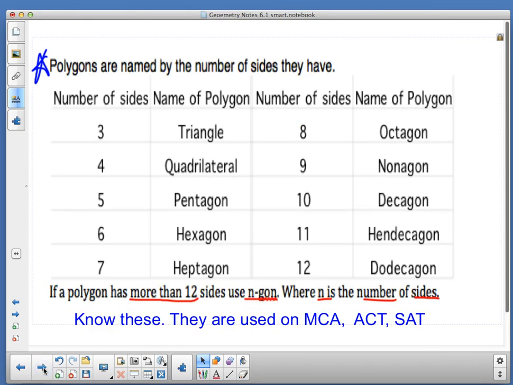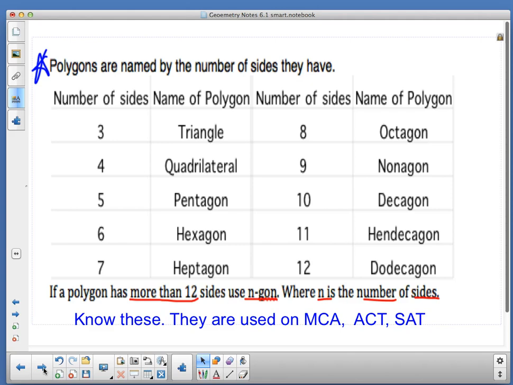Now, the names. I have it in a list. Polygons are named by the number of sides they have. So triangle, quadrilateral, pentagon, hexagon, heptagon, octagon, nonagon, decagon, hendecagon, dodecagon. If a polygon has more than 12, use n-gon, where n is the number of sides. It could be the number of vertices too, because there's just as many vertices as there are sides in a polygon. Know these. They are on MCA, ACT, SAT.